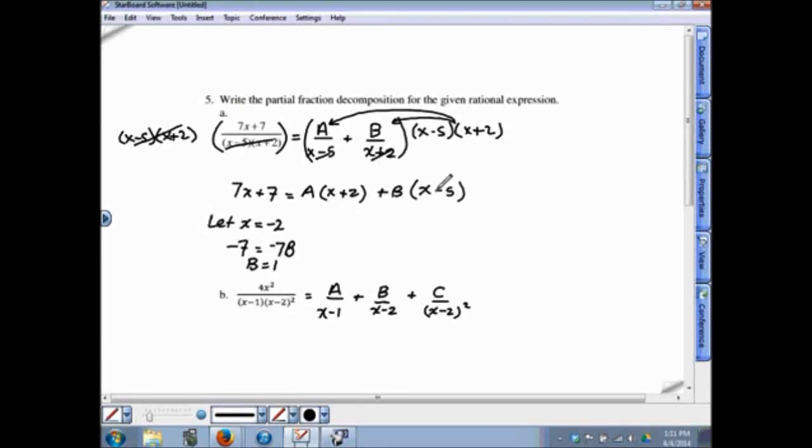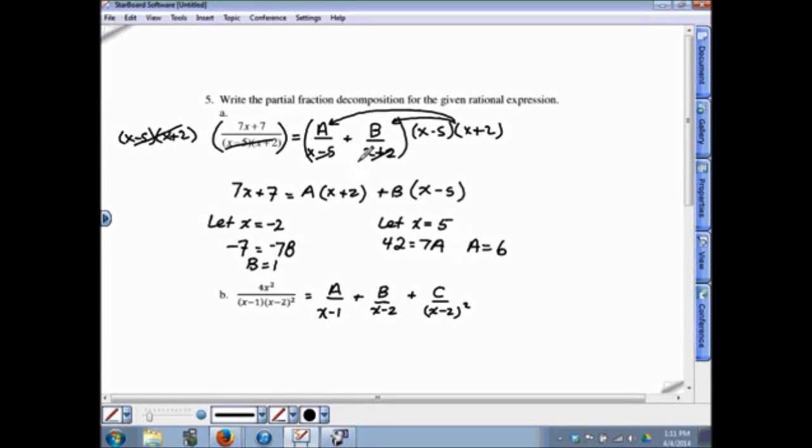Now, there's another convenient value we can choose here. If I let x equal 5, then 5 minus 5 is 0, so I'm also going to let x equal 5. 7 times 5 is 35, plus 7 is 42. Now over here, 5 plus 2 is 7. 7 times a is 7a. And then the 5 on this side, 5 minus 5 is 0, 0 times b is 0, so that term will disappear. Divide by 7 on both sides, so you get that a equals 6.